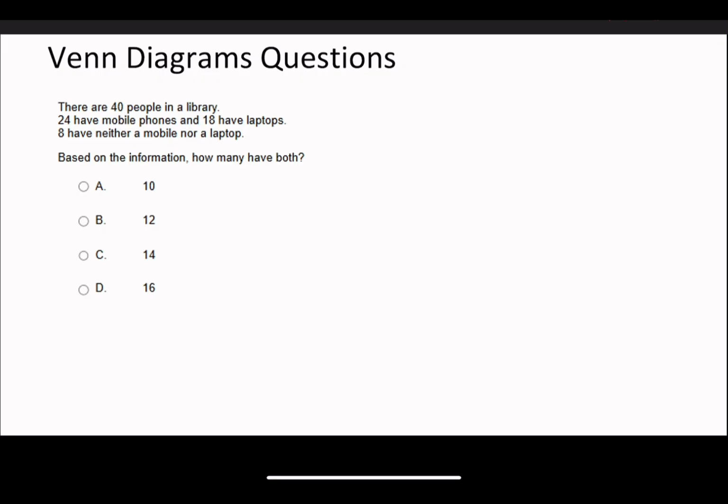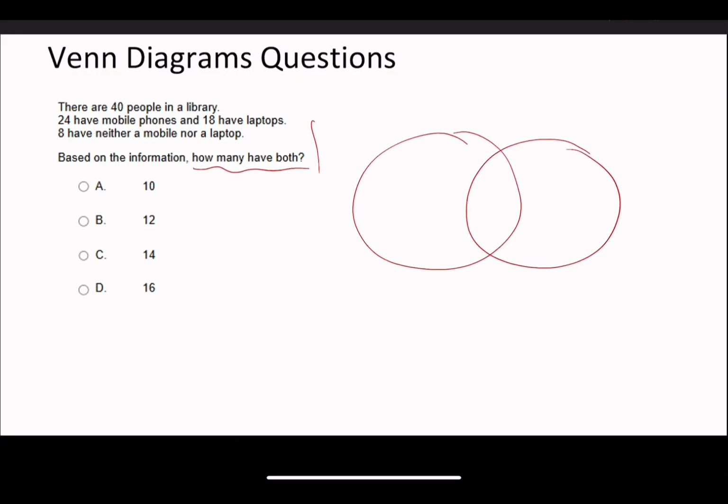So first question over here. Quite a classic Venn diagram question. As soon as you see this kind of layout and when they ask things like how many have both, we know we're going to start off with a Venn diagram that looks like this. So 40 people in the library. It's talking about mobile phones, it's talking about laptops. 24 have mobile phones, 18 have laptops.